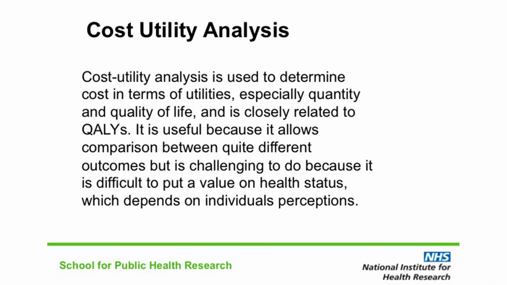Cost-benefit analysis quantifies as many of the costs and benefits of a policy as possible, including the wider social and environmental impacts, such as crime, air pollution, traffic accidents and so on, where this is feasible. Cost utility analysis is a bit more complex. It's used to determine the costs in terms of utilities, especially the quantity and quality of life, and it's closely related to QALYs. I'll discuss QALYs more in the next slide. It's useful because it allows comparison between quite different outcomes, but it's challenging to do because it's difficult to put a value on health status, and that depends on individual perceptions, and also on stages in life as well.